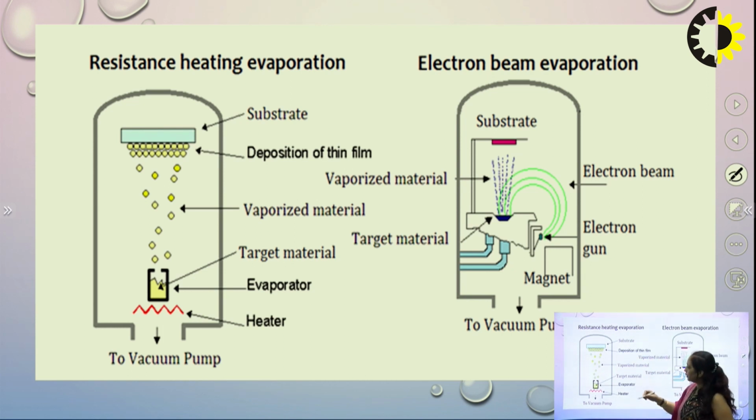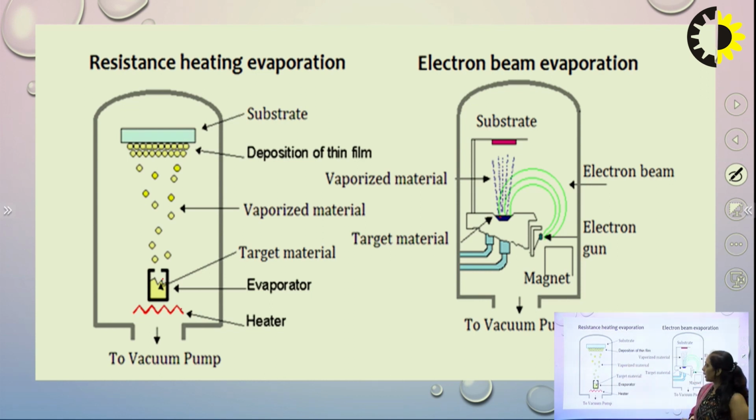Here we have the diagram for the resistive heating evaporation. In resistive heating evaporation, a pump is used to create the vacuum. Here we have the heater, and evaporation is done because heating is provided. This is the target material, and the material will be evaporated and condensed over the substrate surface. In the second diagram, we have the E-beam evaporation. In E-beam evaporation, the beam is targeted at the target material, and then it is evaporated and condensed over the substrate.